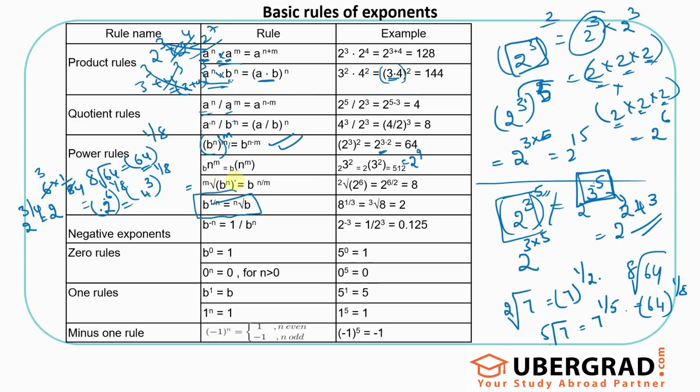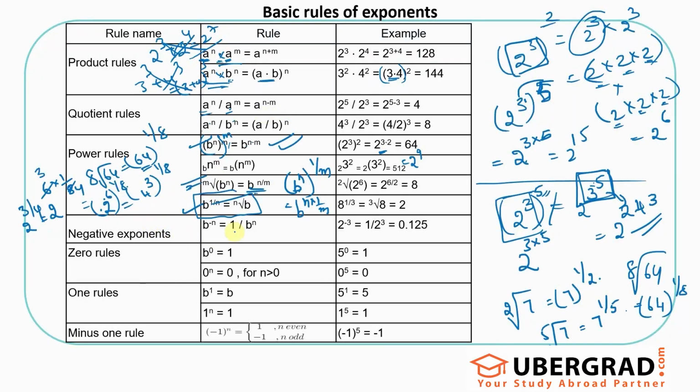This is what this one is. Mth root of b power n can be written as b power n whole power 1 by m, and b power n whole power 1 by m can be written as b power n into 1 by m, that is n by m. That's what it says, right? So that's an extension to the basic. If you get this basic and this basic right, you will be able to get this one.